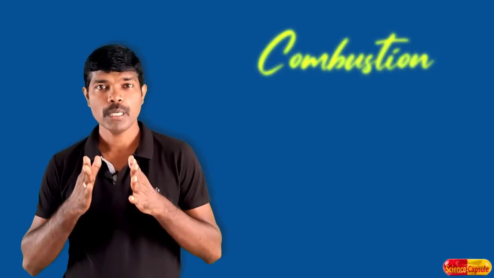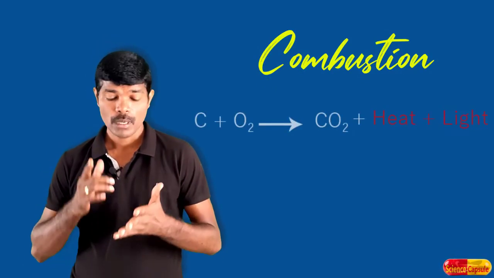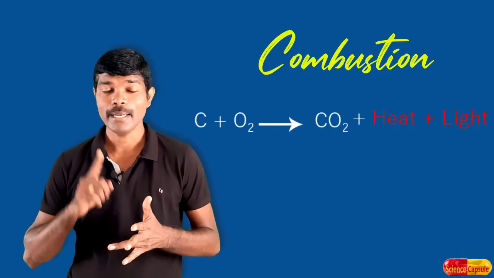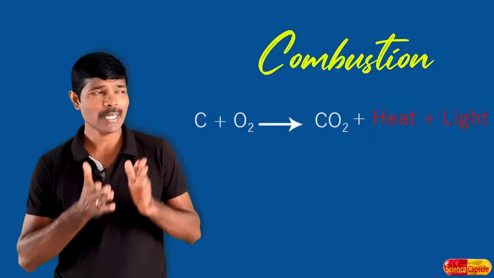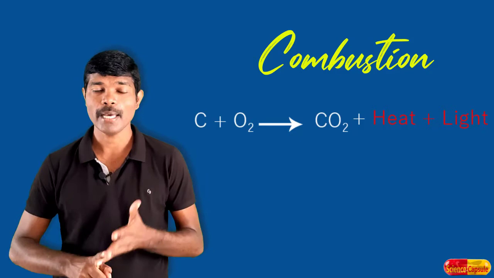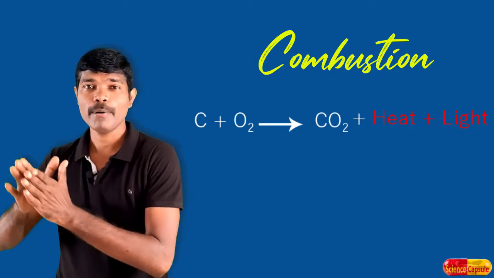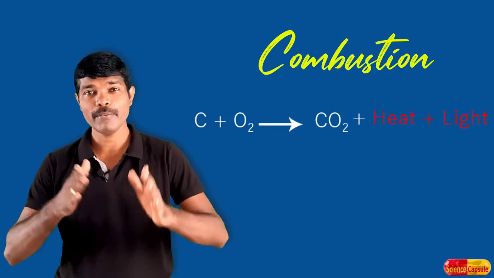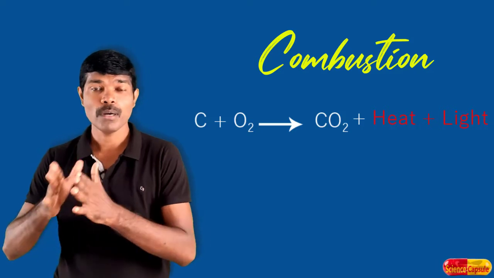So let us understand various chemical properties of carbon compounds. Firstly, let's talk about the combustion process. Dear students, carbon can combine with oxygen and produce carbon dioxide, heat and light. This type of chemical reaction is called a combustion reaction. Here carbon and all the allotropic forms of carbon such as graphite, diamond, fullerenes can all combine with oxygen and produce carbon dioxide, heat and light. So altogether we can say that carbon and its allotropic forms can undergo the combustion process.